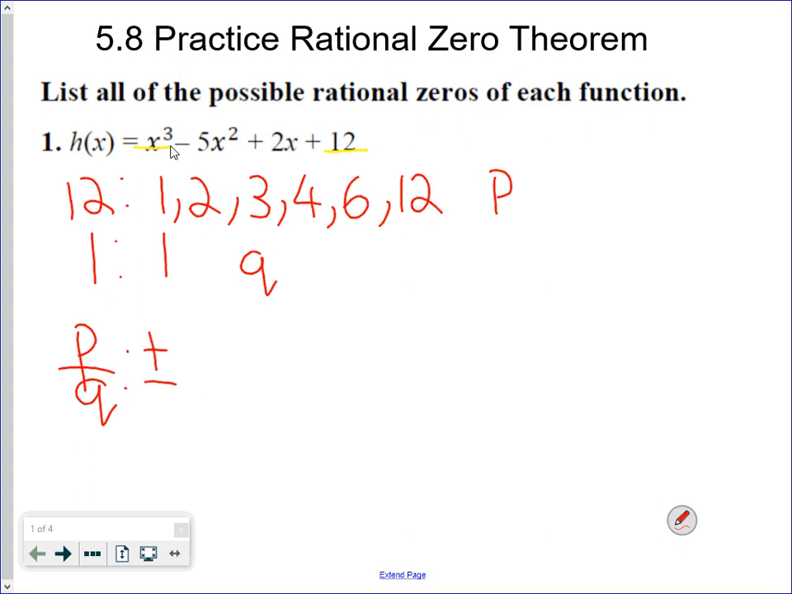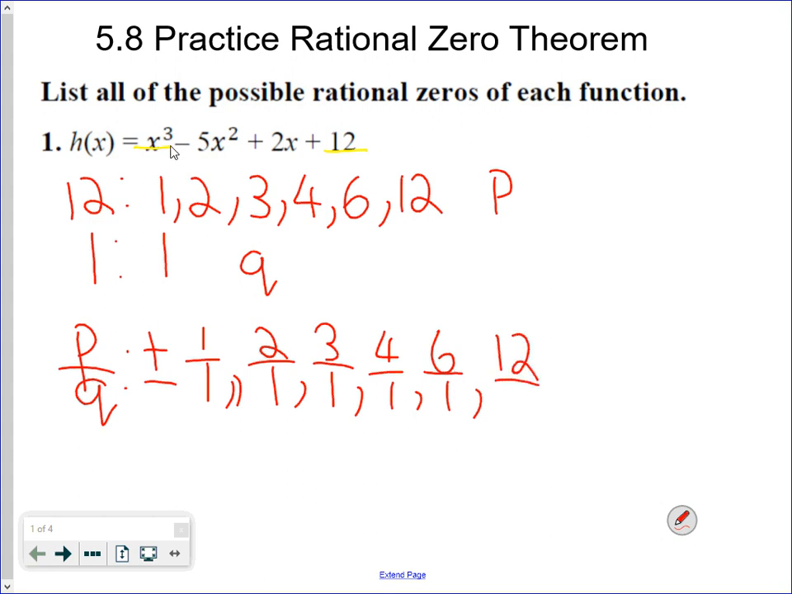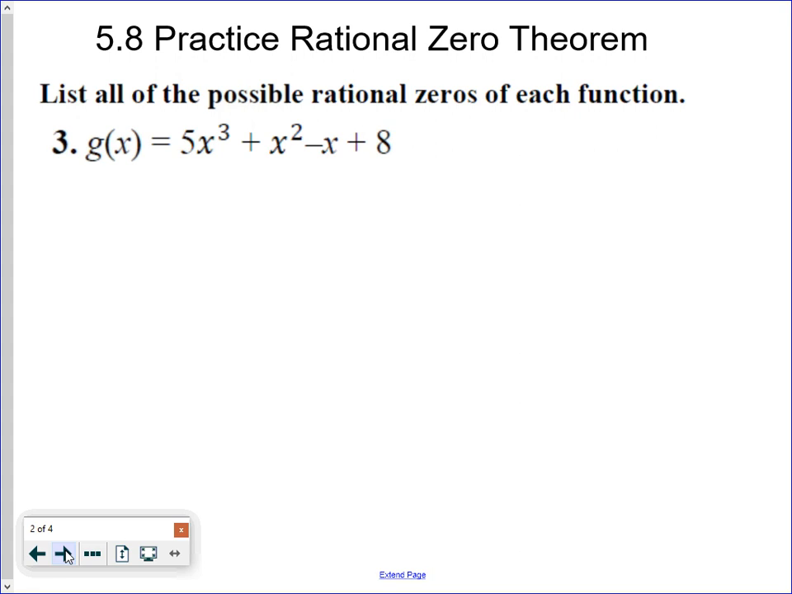So plus or minus 1 over 1, plus or minus 2 over 1, plus or minus 3 over 1, 4 over 1, 6 over 1, and 12 over 1. So those are all my possible rational zeros for the function h of x. Okay, so let's look at number 3.